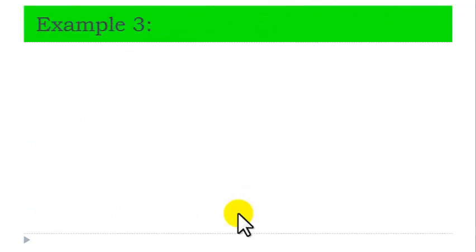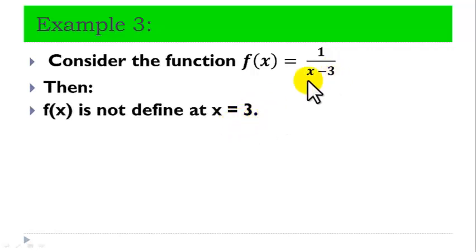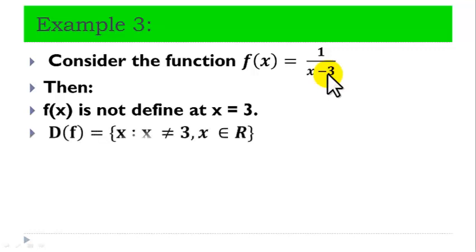Example 3. Consider the function f of x equals 1 all over x minus 3. Then, this function f is not defined at x equals 3, because when x equals 3, you have 1 over 0, which is not defined. So therefore, the domain of f is the set of all x such that x is not equal to 3 and x is an element of R. That's the set of all real numbers except 3.